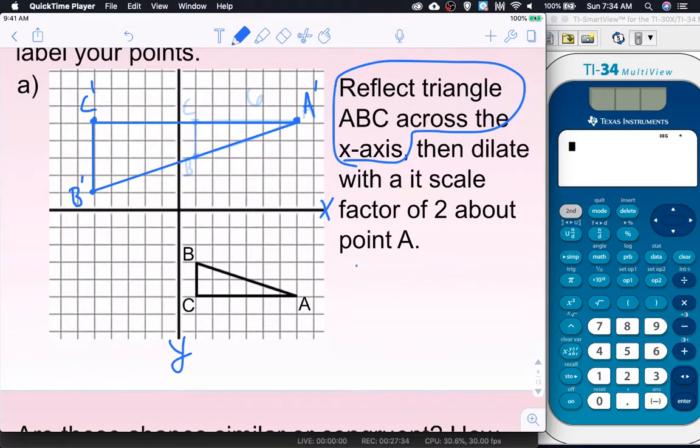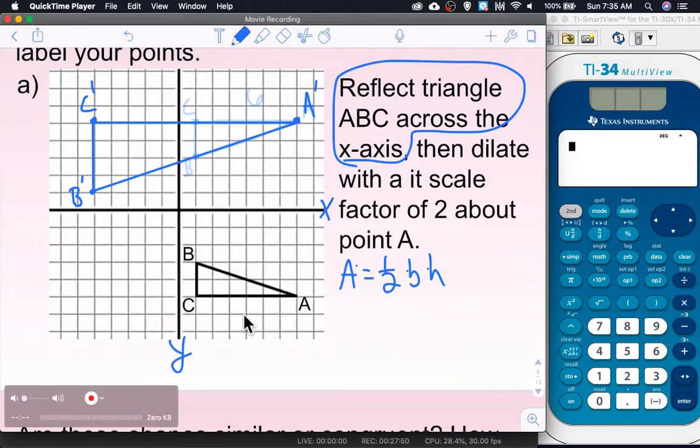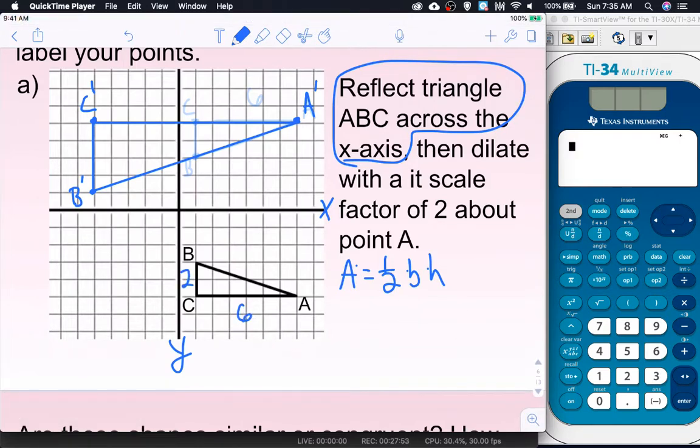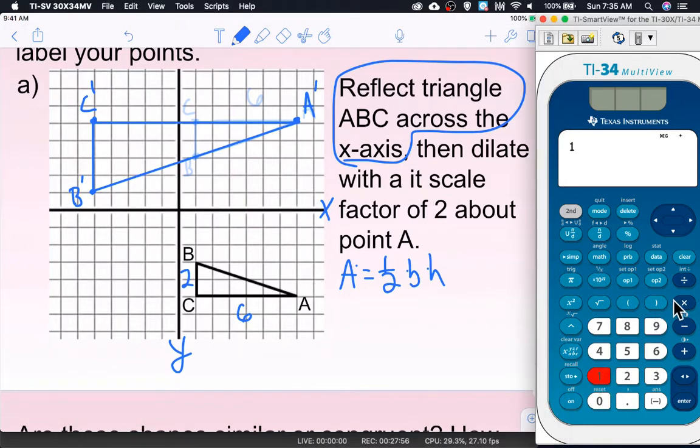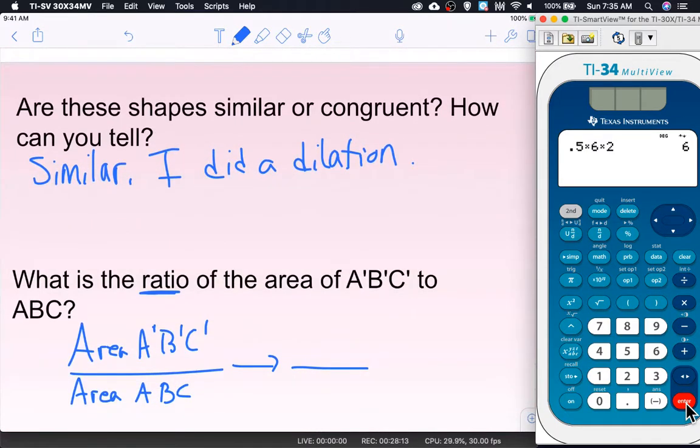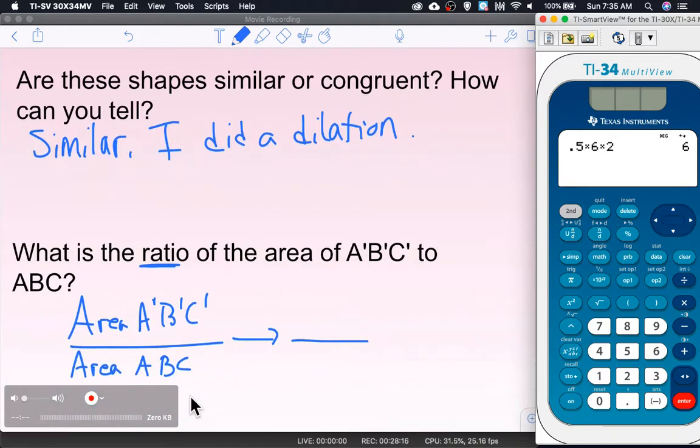So, do you remember how to find the area of a triangle from back in, like, 6th and 7th grade? This one's not on the 8th grade formula sheet. Area equals 1/2 the base times the height. Base is 6, height is 2. I'm just going to use 0.5. 1/2 times the base times the height, this one has an area of 6. I'm going to throw that down in my formula. Area of ABC we found was 6.